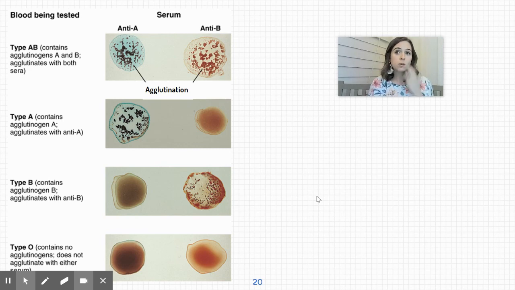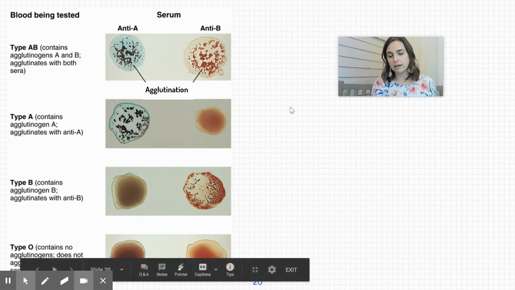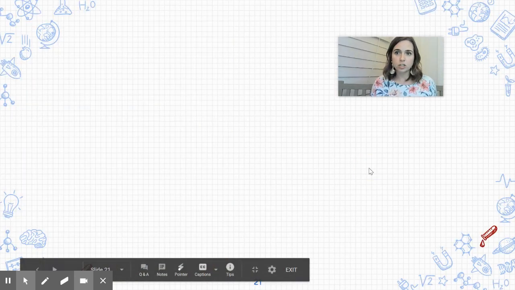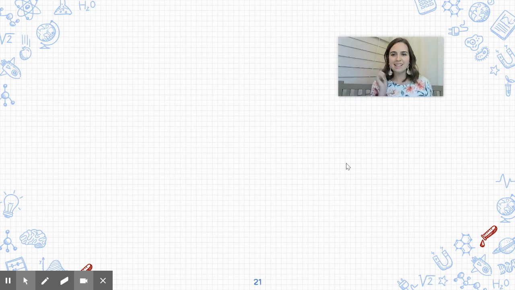Now, to figure out if they were positive or negative, we would need a third serum here that was the Rh factor. And if it clumped with the Rh anti-serum, that means that it's a positive. If it doesn't clump, then it's a negative. But we would need the third test here in order to identify what blood type they officially are. All right, that is the very end of our notes here.